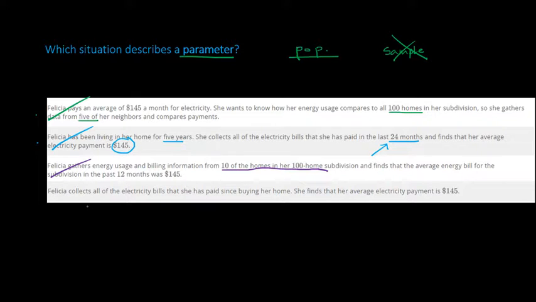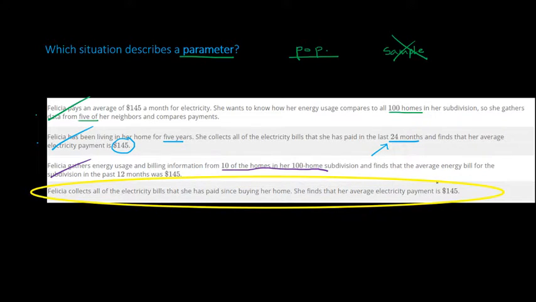So finally, as I kind of gave away earlier, this is going to be the correct one, and let's read why. She collects all of the electricity bills that she has paid since buying her home, and she finds her average payment. So keyword, she collected all of the bills that she had paid since buying her home. So since all of her bills were included, she found the average based on the complete population. In this case, each bill would be an individual, right? So each bill she paid would be the individual, and added together, it would be a population of bills. We could think of it that way. So since she included each and every one in her calculation, this is a parameter.